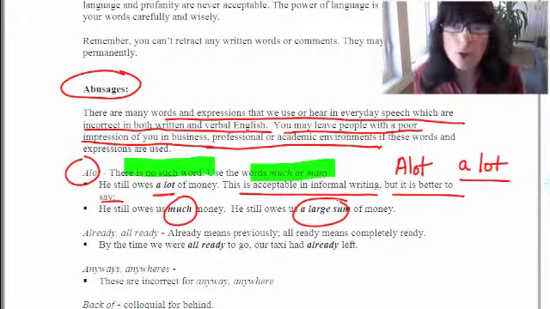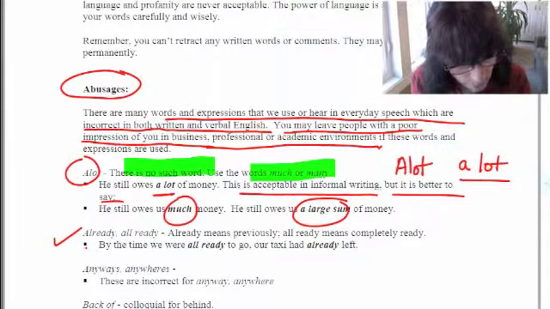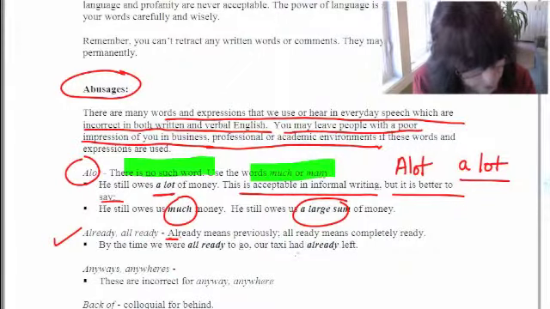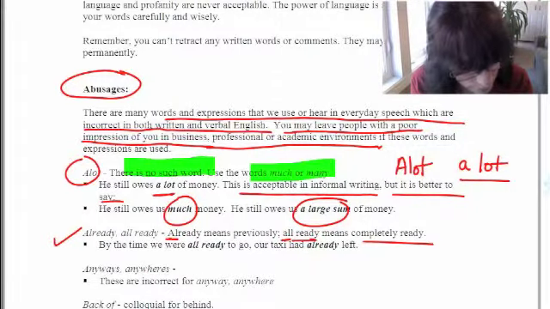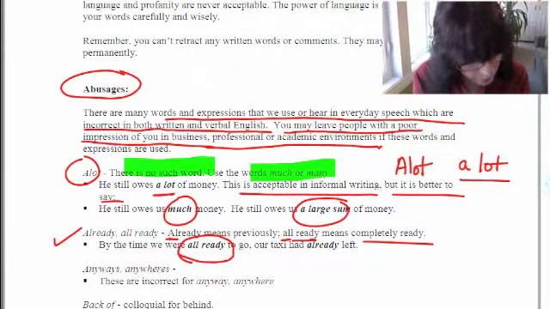The next abusage I want to look at is the words already and all ready. So already, as one word, means previously, like it happened before. And this one, that's two words, all and ready, means it's completely ready. So I've used both these words in a sentence for you. By the time we were all ready to go, that means we were completely prepared to go, our taxi had already left. It means it had previously left. So here are these two words used in one sentence to clarify.